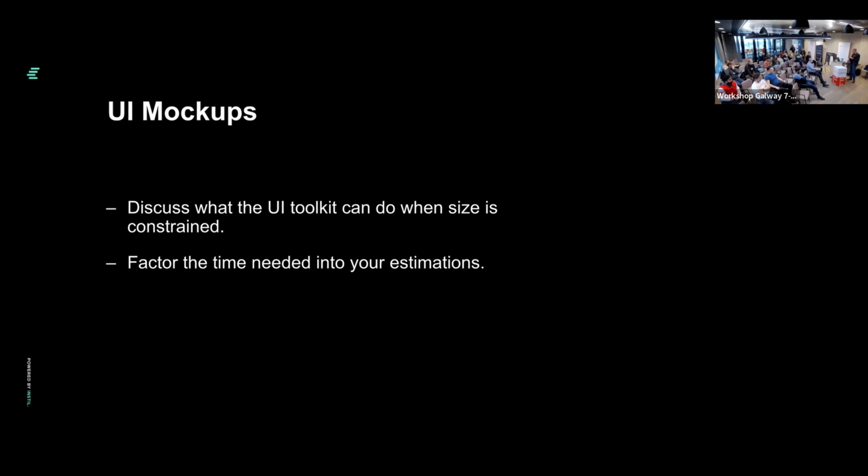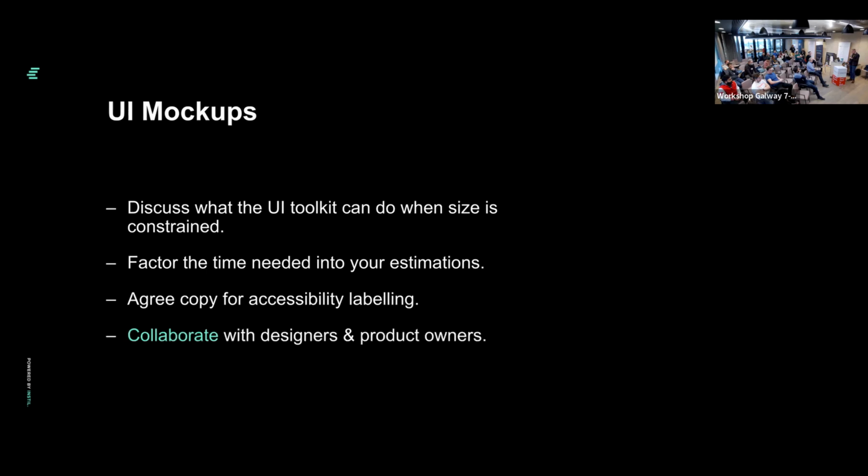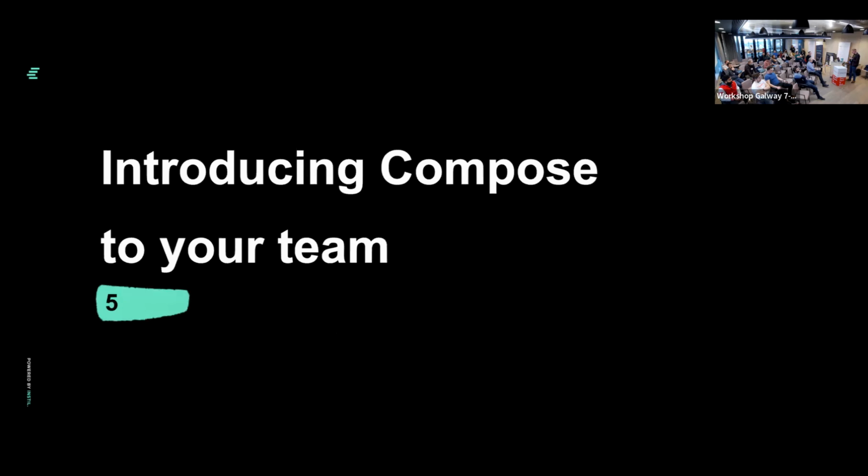That's something as an engineer and as your team, you need to factor that into your estimations whenever you're doing your sprint planning. And you need to agree on copy for accessibility labeling. So maybe saying that this is the account deletion dialogue, maybe you want to have a think about a little bit more than that. So work with your designers and your product owners and make them aware of these things so you can ultimately ship a better user experience.